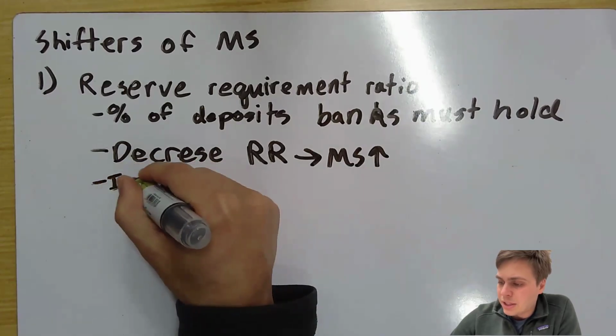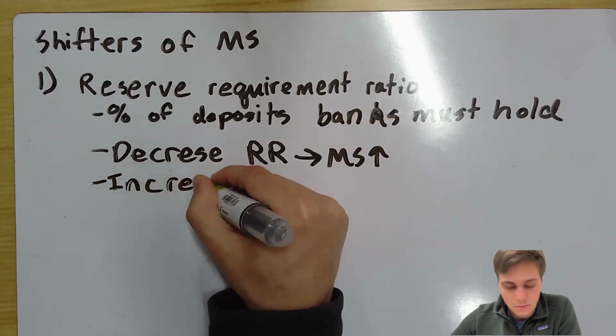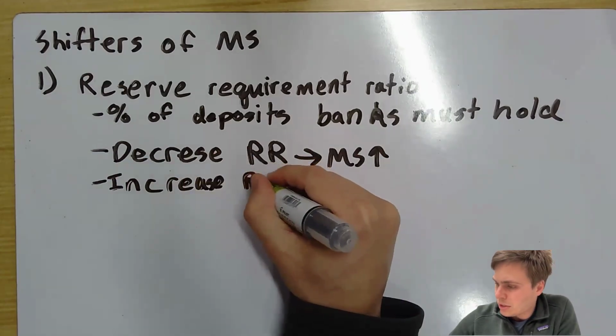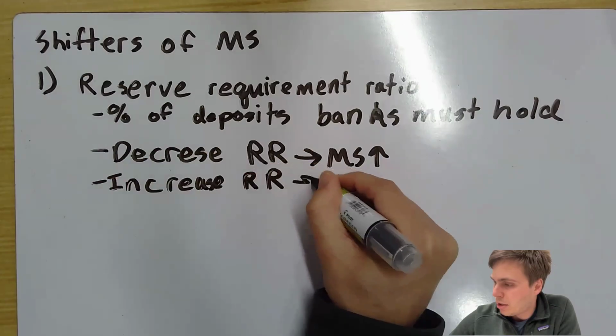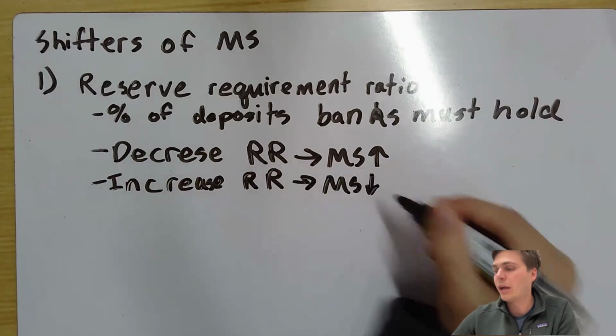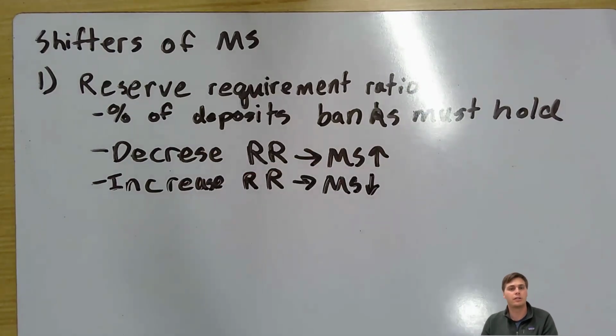And the opposite, if you increase the reserve requirement ratio, which I realize I misspelled as decrease there, now the Fed or banks can't loan out as much money, so the money supply is going to shrink. Pretty straightforward there.